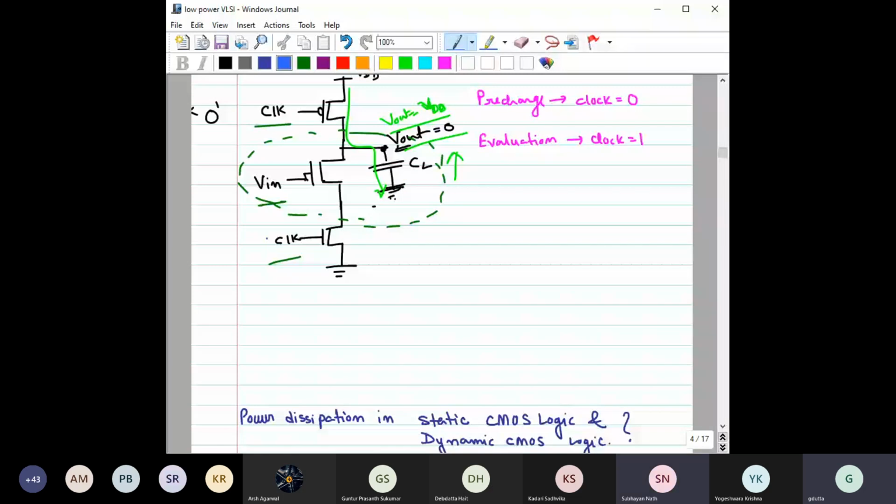By the term switching activity, you always mean the switching activity at V in, right?